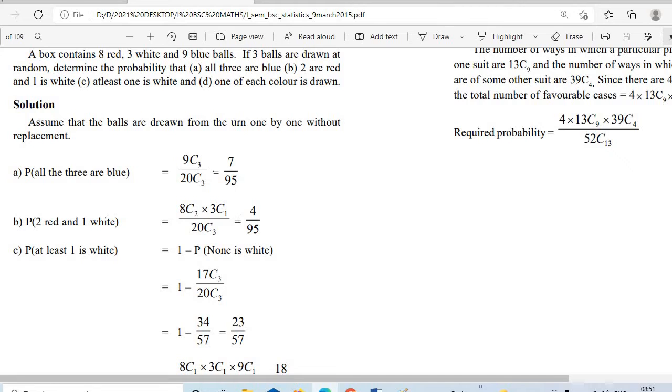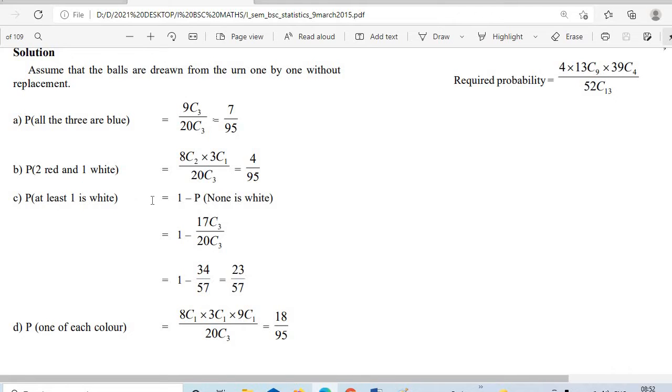Next is 2 red and 1 white. From 8 red balls we can select 2 red balls in 8C2 ways, and 1 white ball from 3 white balls in 3C1 ways. So the number of favorable cases is 8C2 into 3C1. Total cases is 20C3. So 8C2 into 3C1 divided by 20C3 equals 4 by 95.